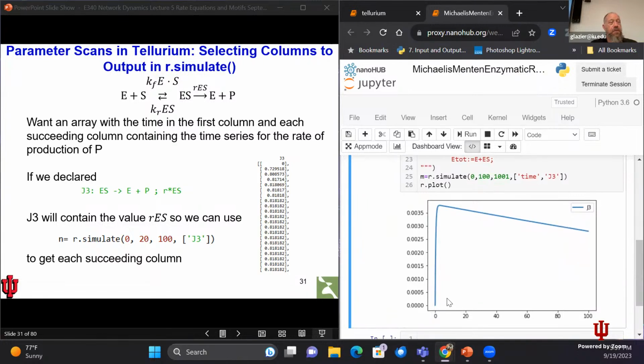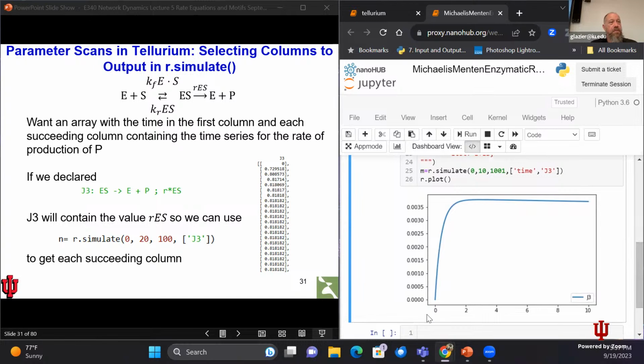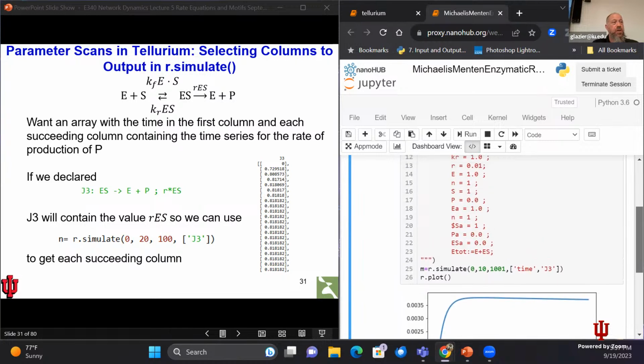So you'll see the rate of production of P goes up very, very fast, and then it goes down very slowly over longer times. Let me zoom in. The rate of production of P goes up very fast and then gradually comes down. And now I want to know how that curve changes as I change a parameter.